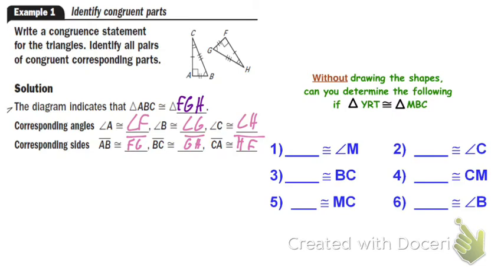Okay. So, who wants to help me on number 1 here? Okay, Aiden. Angle Y is congruent to angle M, okay? Bill, number 2. What's congruent to angle C?